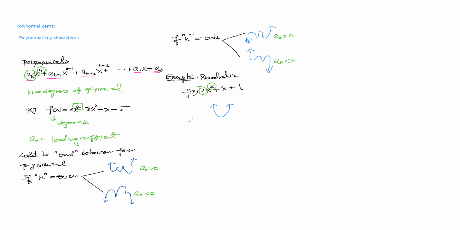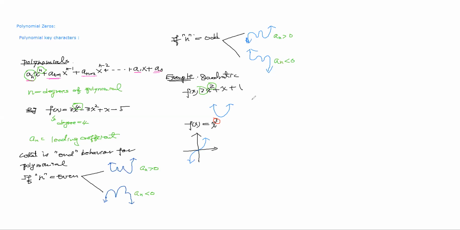Okay, so the next thing is another function, like the cubic function, x cubed here. The graph for x cubed is something like this, right? Because this is an odd degree, and because the coefficient in front is positive, the right hand goes up and the left hand goes down. Okay, so this is the first very important thing about the degree.